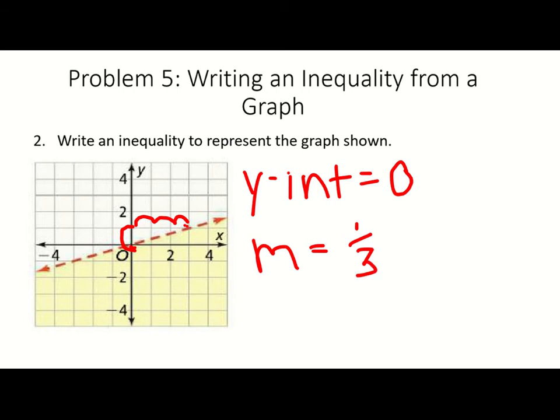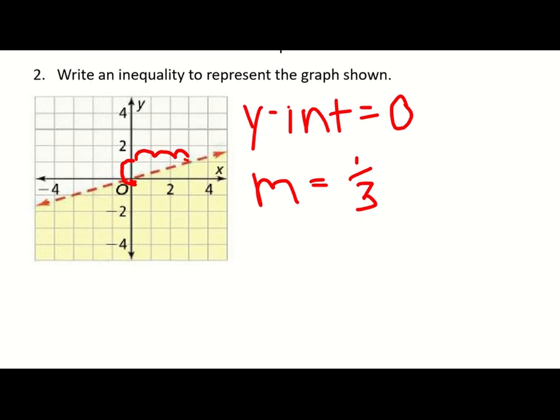So once I have my slope and y-intercept, I'm going to write my inequality. Y, leave a space for the inequality, mx, 1/3 x, plus b. When your y-intercept's 0, you don't need to put plus 0, so I'm just going to have the y and the 1/3 x. Now I need to put my inequality symbol in.